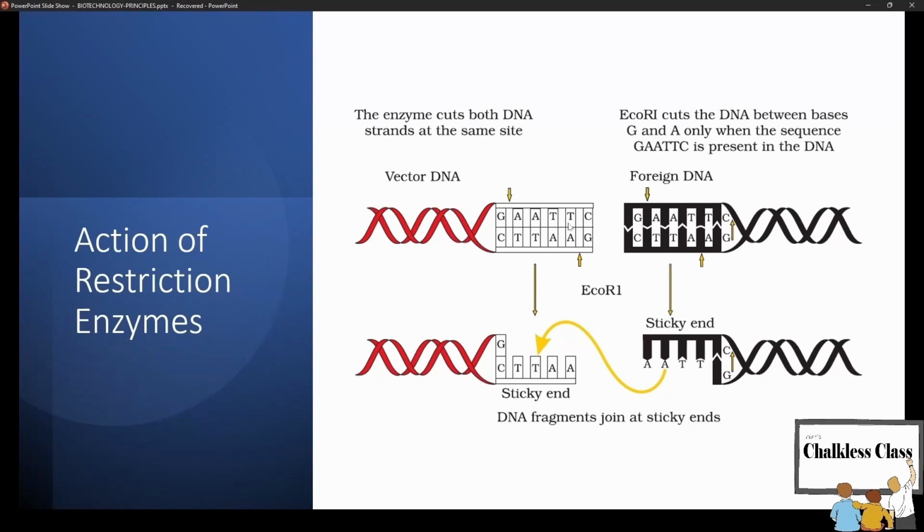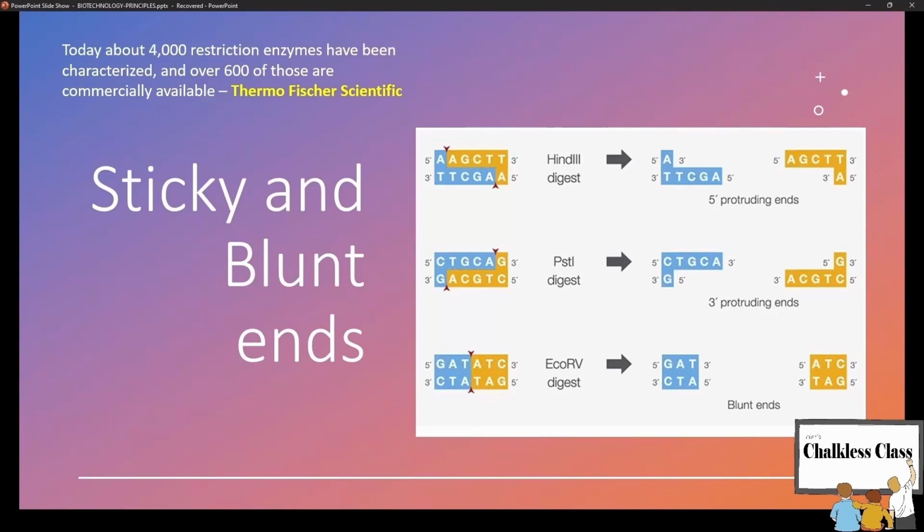When the enzyme cuts both the strands at the same site, then it leaves blunt ends. In this way, some restriction endonucleases leave blunt ends, and some leave sticky ends. 4,000 of these restriction endonucleases have been characterized so far. Out of these 4,000, 600 are commercially available. The restriction endonucleases can leave blunt ends or sticky ends.